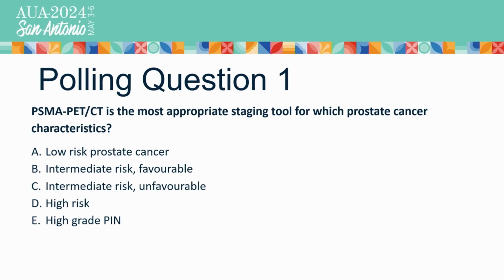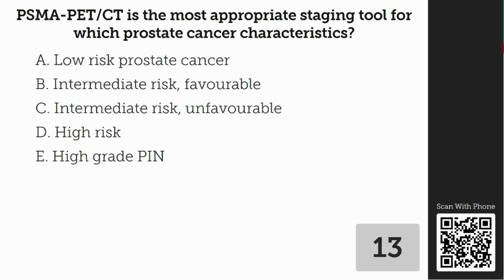The first question is, PSMA PET CT scan is the most appropriate staging tool for which prostate cancer characteristics? Would you use it in low-risk prostate cancer, in intermediate risk favorable disease, in intermediate risk unfavorable, in high risk, or in high-grade PIN? You can start to answer the question, and then you have a couple of seconds to answer, and then I will proceed to the second question.